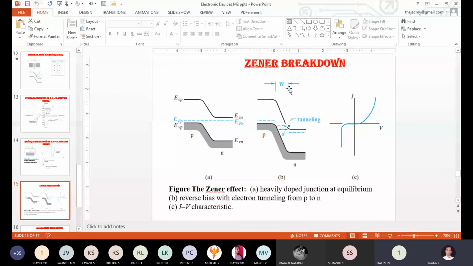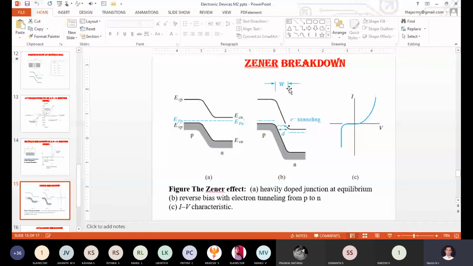Heavily doped can withstand more voltage, sir, because the resistance will be more, and lightly doped cannot withstand more voltage. For a heavily doped PN junction diode, the depletion region will be very less.